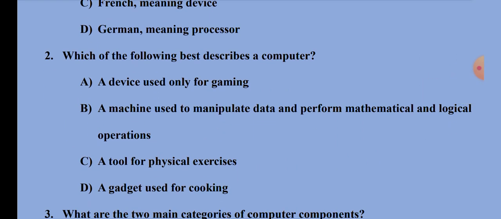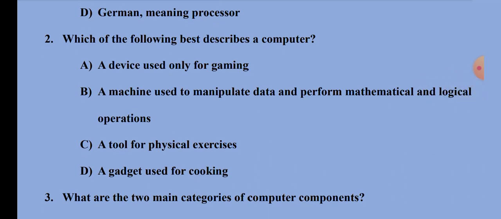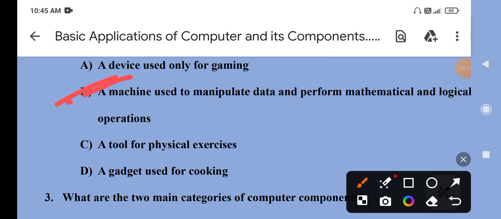Question number 2. Which of the following best describes a computer? Option A, device used only for gaming. Option B, a machine used to manipulate data and perform mathematical and logical operations. Option C, a tool for physical exercise. Option D, a gadget used for cooking. Actually, the right option to this question is option B. That is, a computer is fundamentally a device that was designed to process data and execute operations based on the instructions. So we can choose the right option, that is option B. Okay, so going with option B. Moving to our next question.